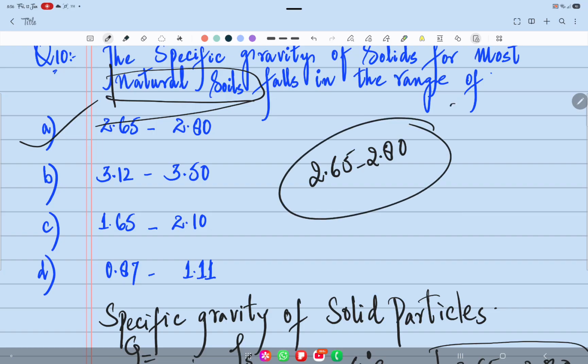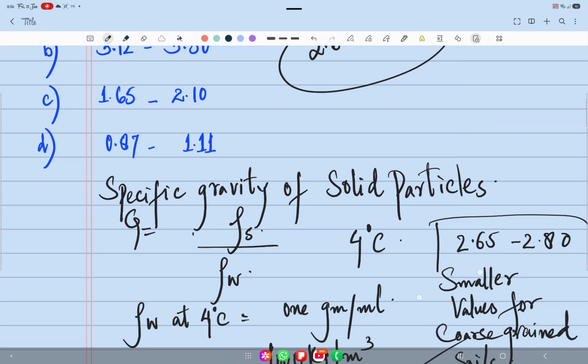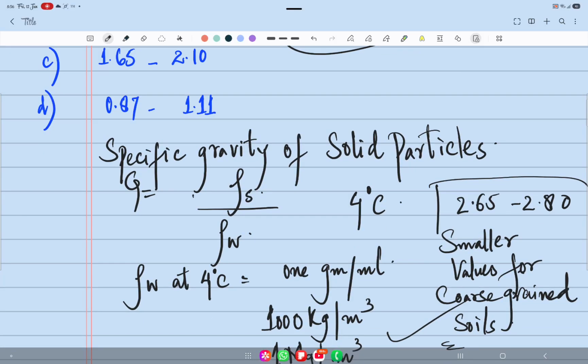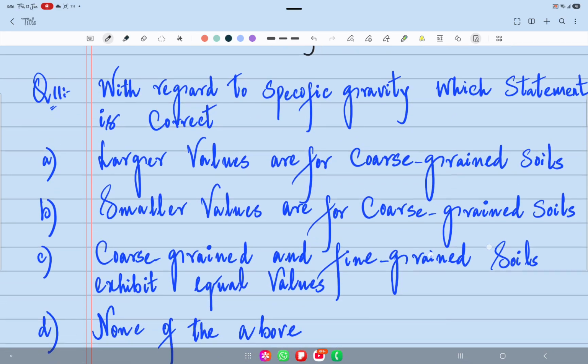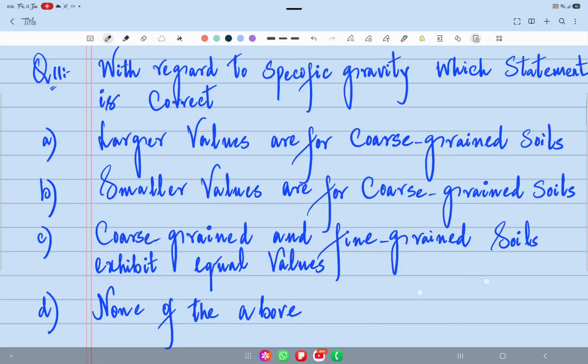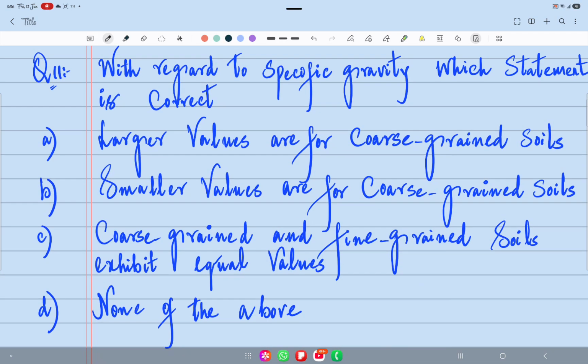All right, so this was about specific gravity of soil solids, which is defined as the ratio between mass density of the soil solids to the mass density of an equal volume of water, and that too at 4 degrees centigrade. All right, so this was about the specific gravity. Next question is also the same. With regard to specific gravity, which statement is correct?